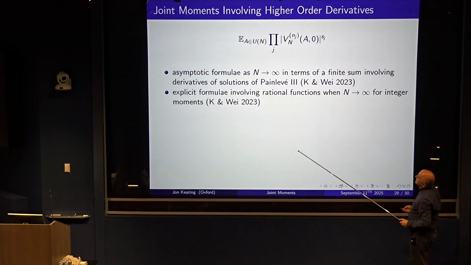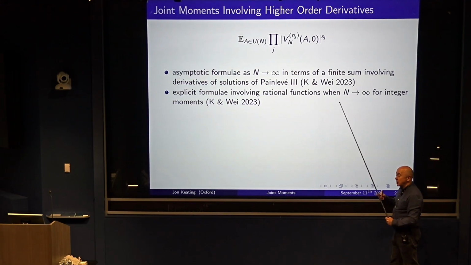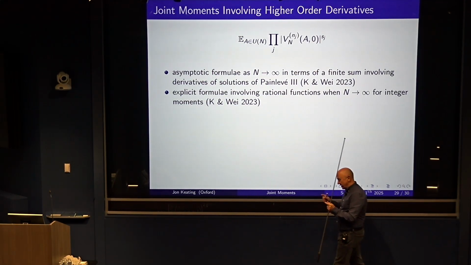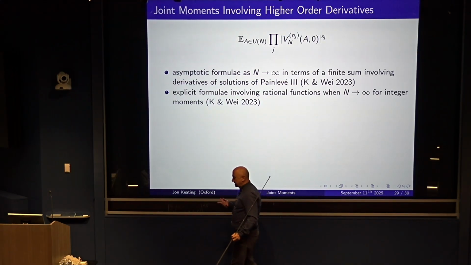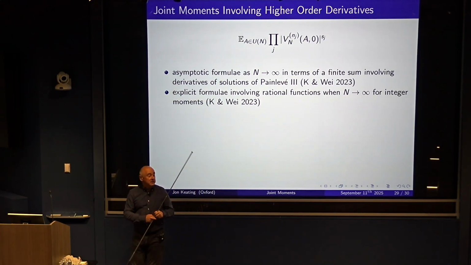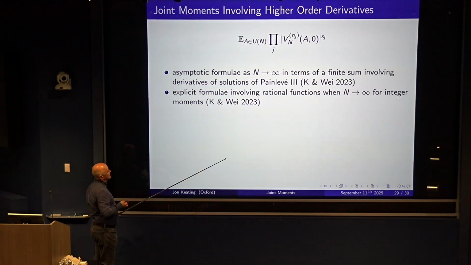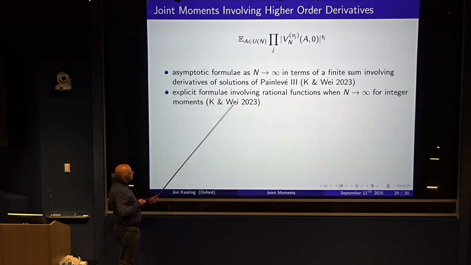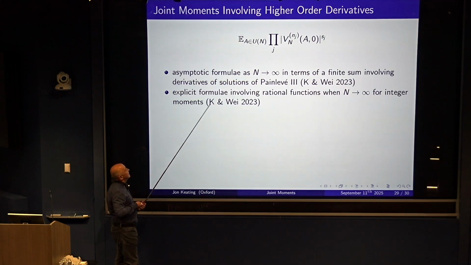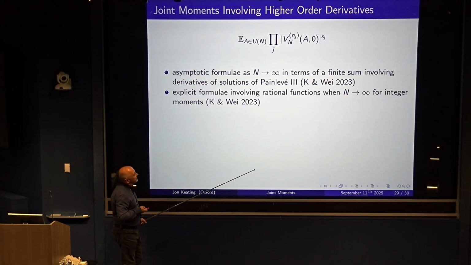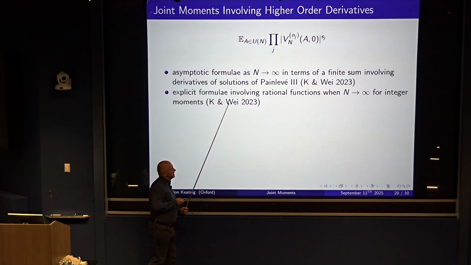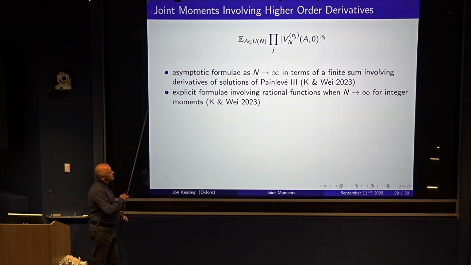And we were able to get explicit formulae, just as we got for the elementary joint moments. You can get explicit formulae by solving these nonlinear ODEs, these sums of derivatives of Painlevé III. You can solve that by substituting in series and getting recurrence relations. And so just as for the elementary joint moments, you get rational functions appearing as n tends to infinity. And the structure is actually rather similar.